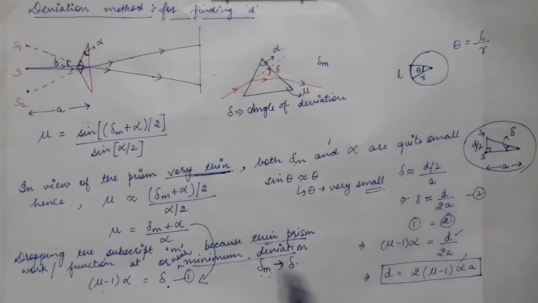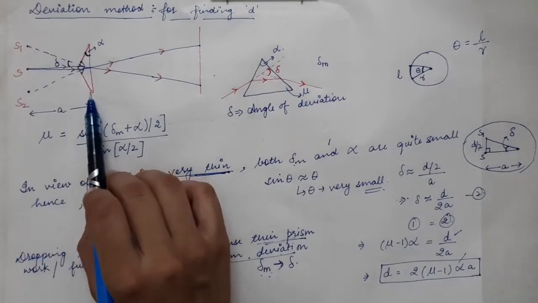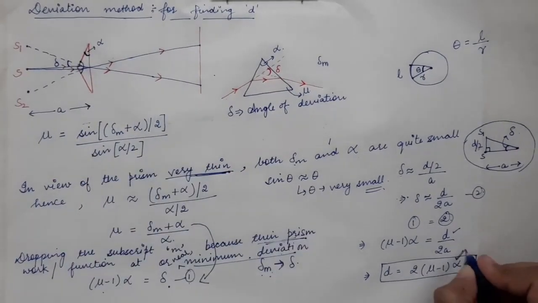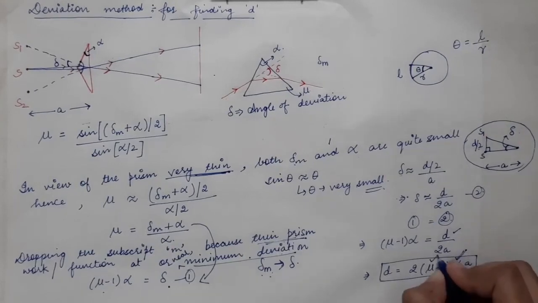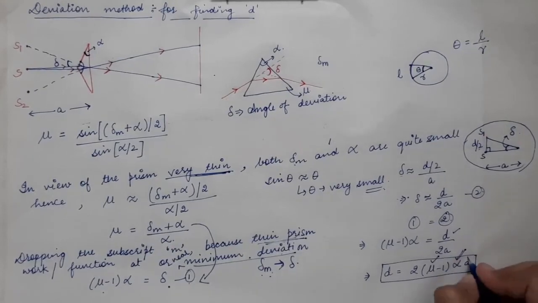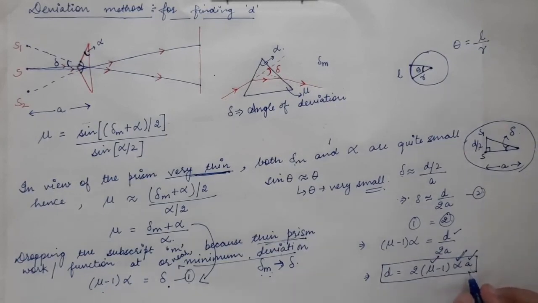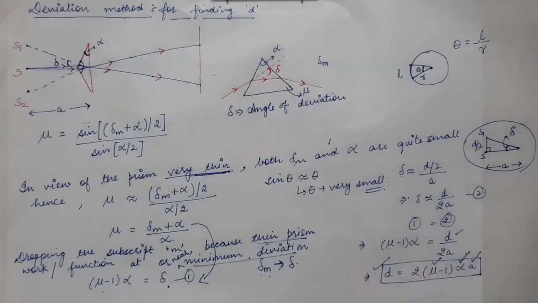And a is the distance of the source from the Fresnel biprism. So in the numerical, you will be given alpha, then mu, the refractive index of the prism, and also small a, which is the distance of the source from the Fresnel biprism, and you can easily calculate the value of small d.